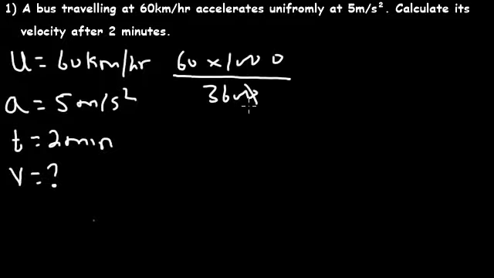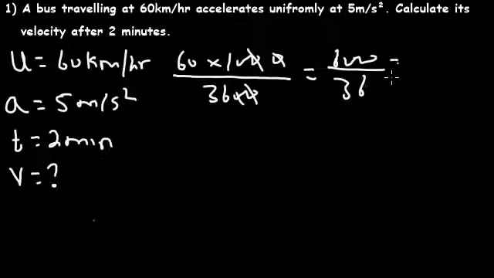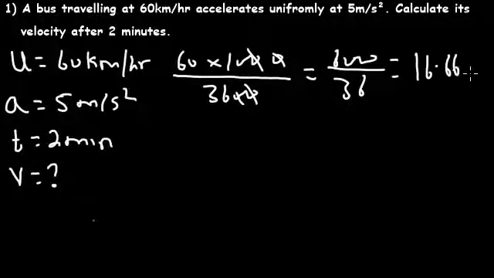Okay, now these two zeros reduce. So now 60 times 10 gives us 600 divided by 36. Now when I type that into my calculator, 600 divided by 36, I got 16.66, which is the same thing as 16.67, because the 6 is repeating. Now let's convert it. Okay, 5 meters per second is proper.